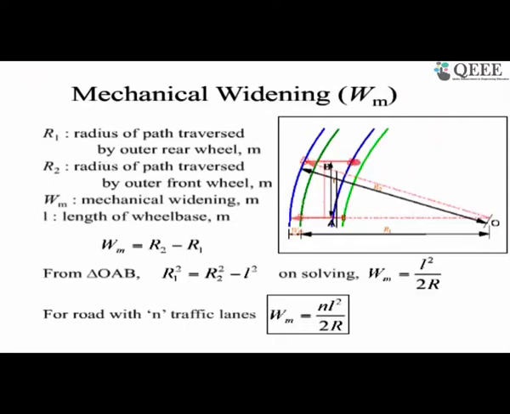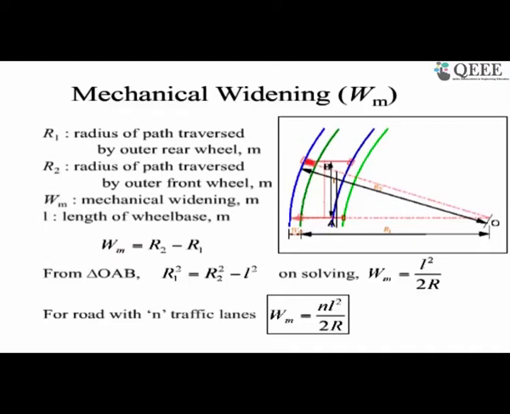So the mechanical widening, this is what is happening. As I told you, the front wheelbase and the rear wheelbase are not following the same track. So how do we estimate this? The difference between them is the mechanical widening, Wm, and the radii followed by the front wheelbase and the rear wheelbase we consider as R2 and R1. So this widening is R2 minus R1. This will give you the mechanical widening.